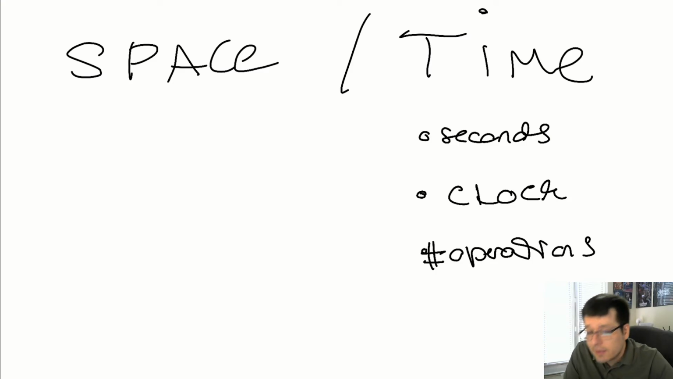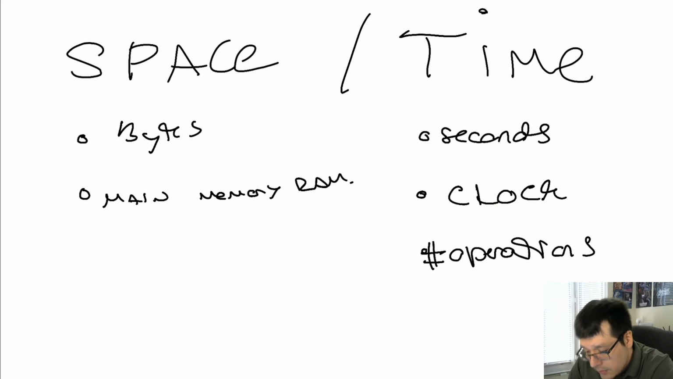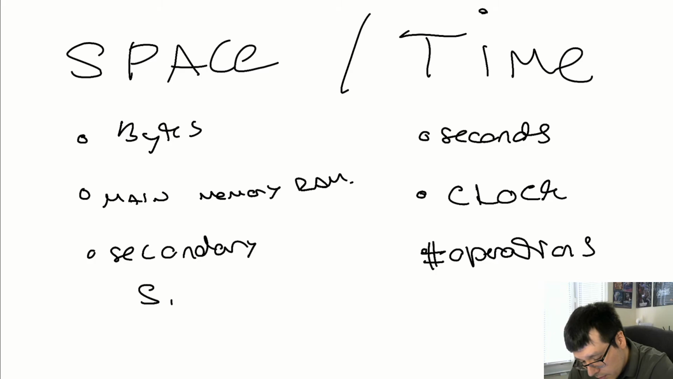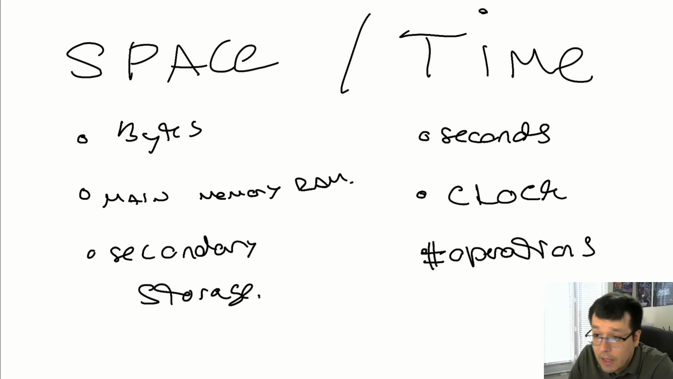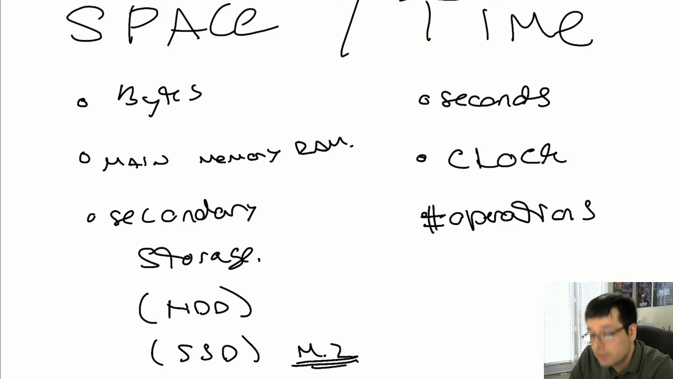When it comes to space, that's a little bit easier, since we're all computer people by now. We can talk about that in terms of bytes and whatnot. So for our computer, what we care about are things like main memory, RAM, and then secondary storage, which has really increased in speed in the last few years. Back in the day, this was just hard drives, but now with SSDs and things like M.2 drives, cool stuff. You can run things really fast.